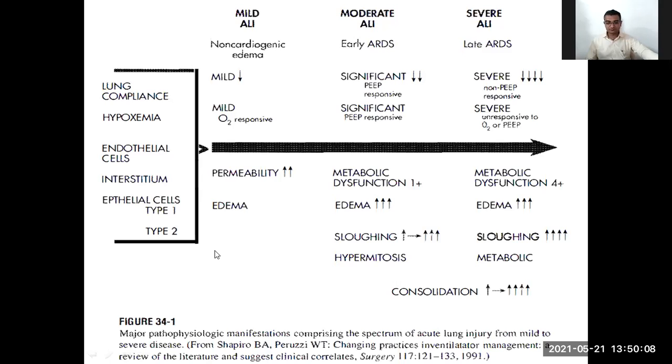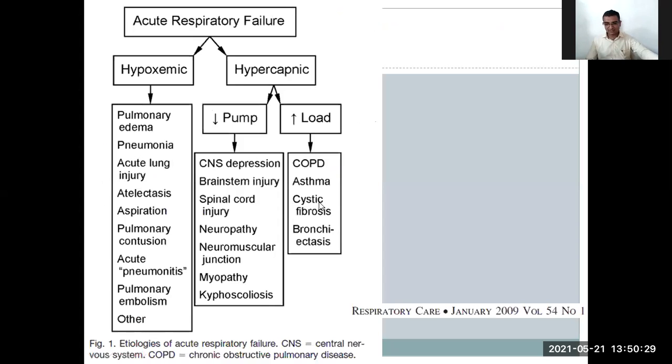Type 2, there is no problem. Here, there is sloughing and hypermitosis, and with sloughing, consolidation will be increased. This is a sign that pneumonia will happen. Sloughing means debris will be there. The epithelial cell will be inflamed and it will be washed out. That is called sloughing. Yeah.